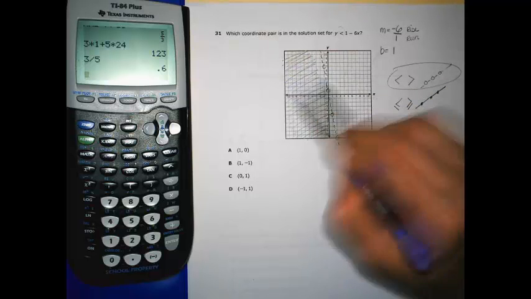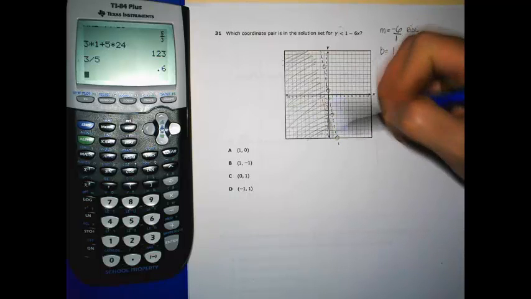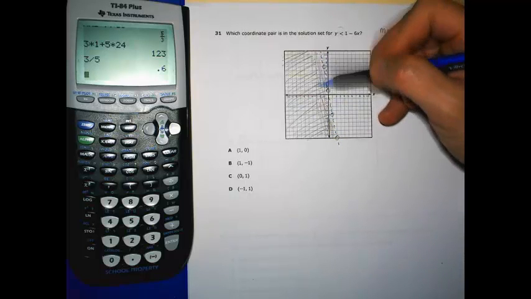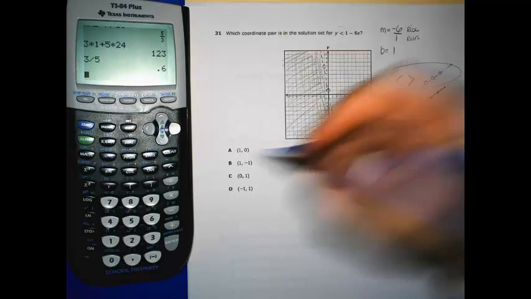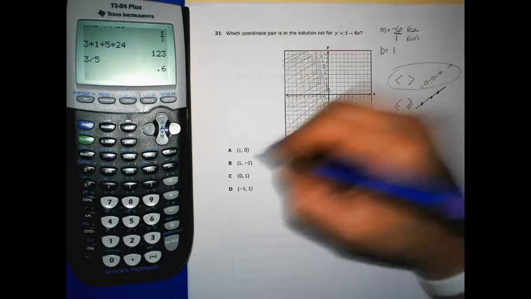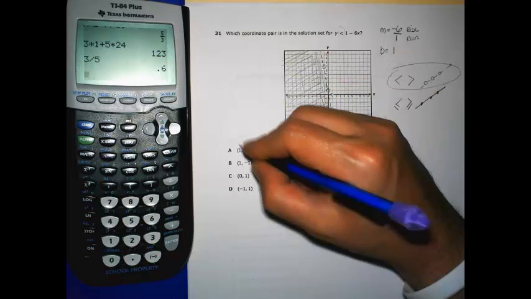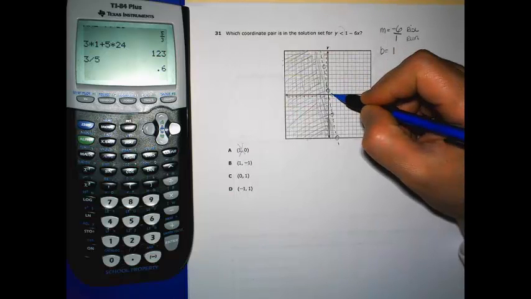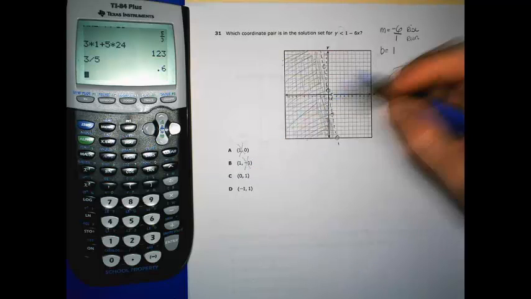Alright, now that we know what the region is, what the solution is, we can shade it there to give us a better idea. Now we're going to plot these points, and we're going to figure out which one is part of the solution. Which one of these is in the shaded region? So let's see. 1, 0. 1, 0 will be right there. And that's not part of the solution. Then we have 1, negative 1. Again, not part of the solution.